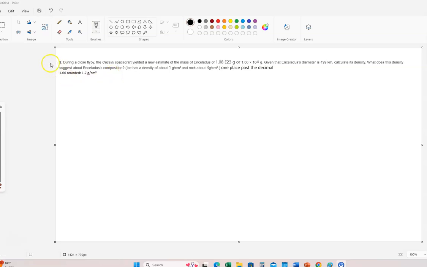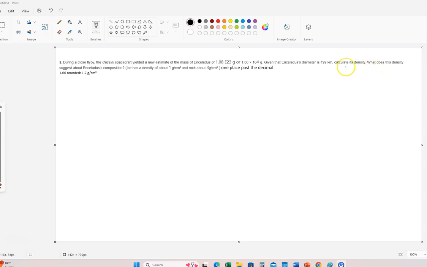Here's problem number 8. During a close flyby, the Cassini spacecraft yielded a new estimate of the mass of Enceladus. Enceladus is one of the very interesting moons of Saturn. At any rate, the mass of it turns out to be 1.08 times 10 to the 23rd grams. So notice that that's in grams. Given that the diameter of Enceladus is 499 kilometers, calculate the density.